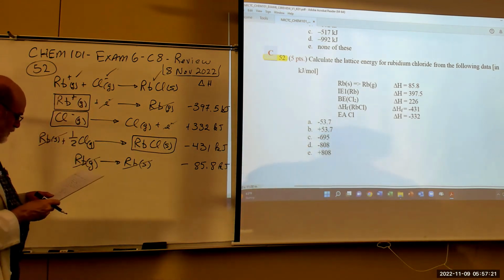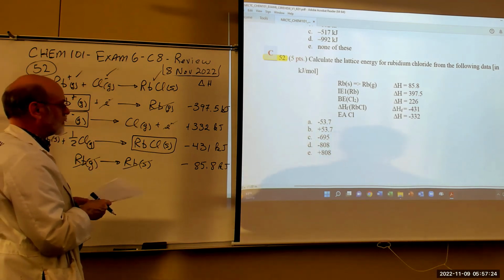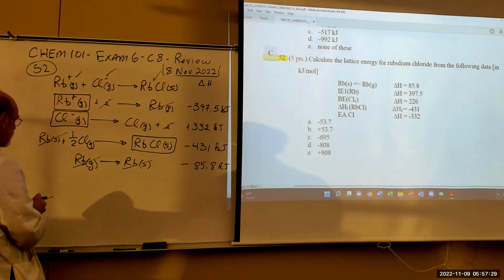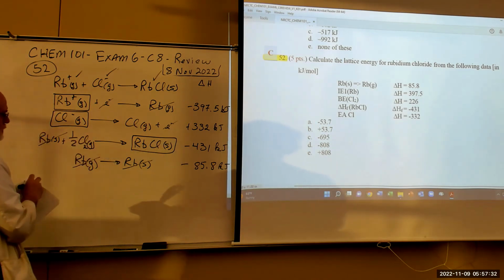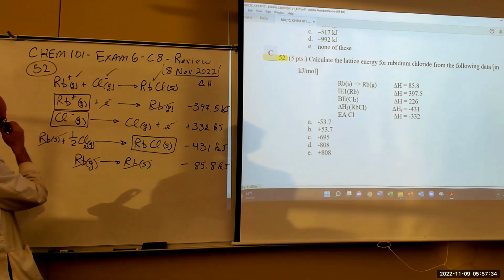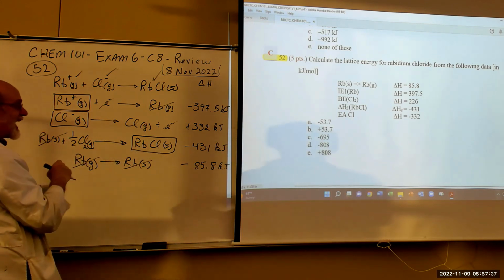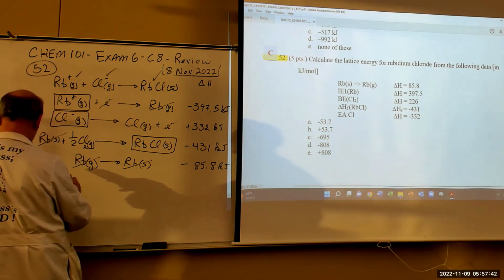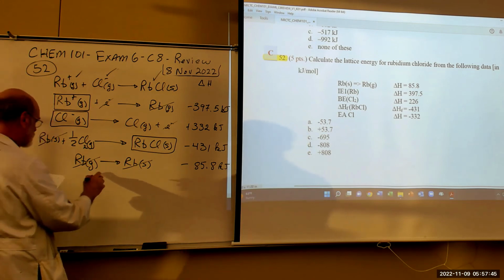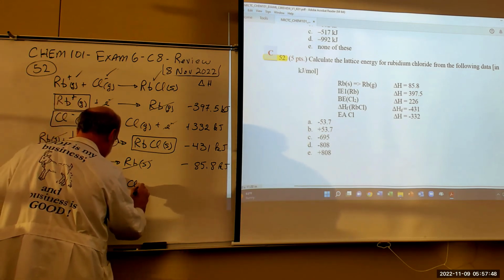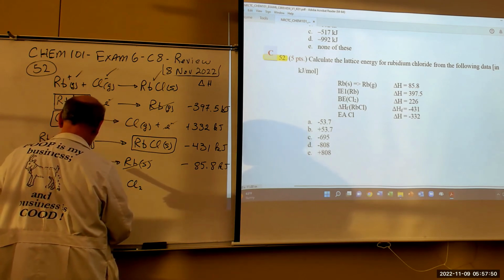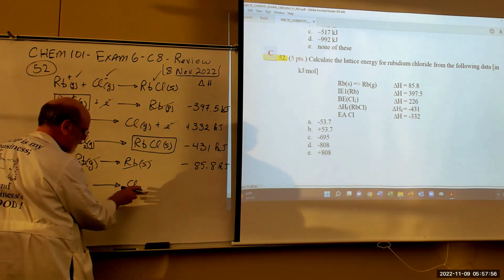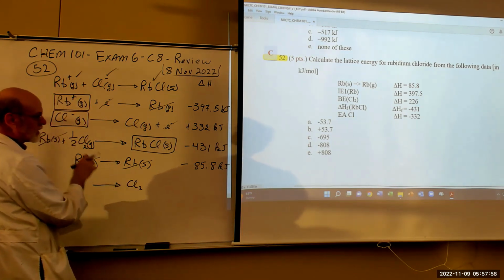Okay, what else do we have left? We have bond energy of chlorine. So where do we have chlorine? I always leave that out. We have chlorine on this side, right? So we need chlorine gas on this side. Well, actually, we have to flip it, because bond energy is going to put chlorine gas on this side and make chlorine atoms on that side. So we're going to change the sign.